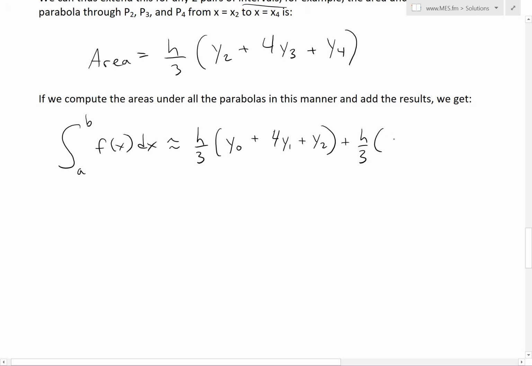And now we have a y2, so we start off on the right side of it. So y2 plus 4y3 plus y4, and then plus etc. We keep going on and on to the last one, h over 3. Then we have y of n minus 2, 4y of n minus 1, and then we get yn.